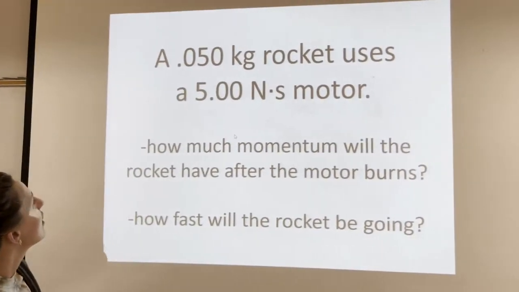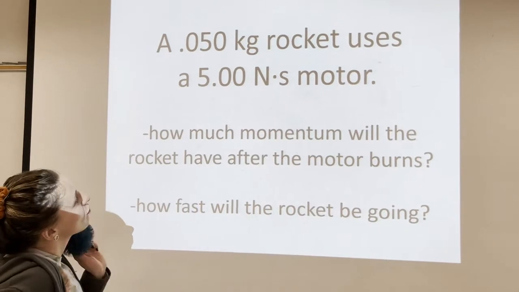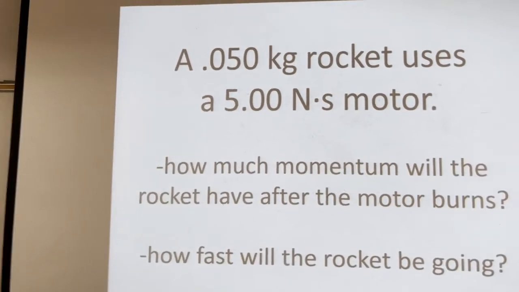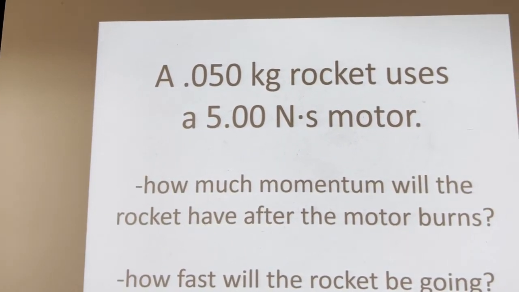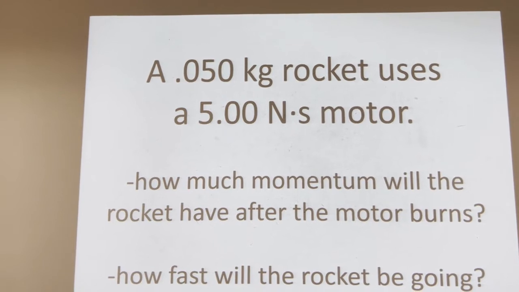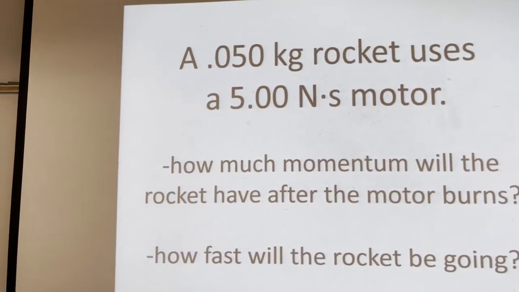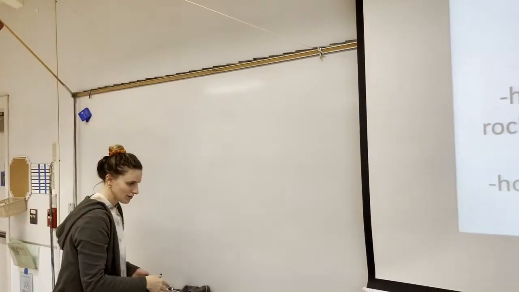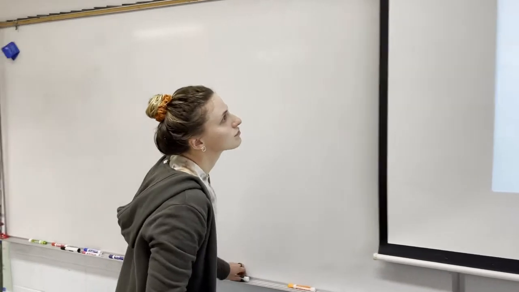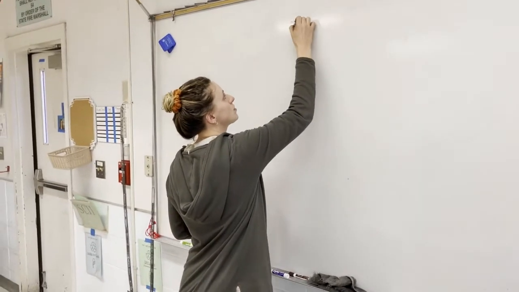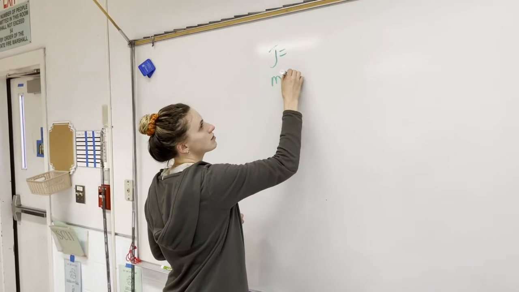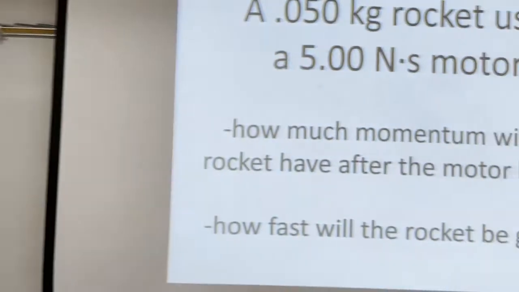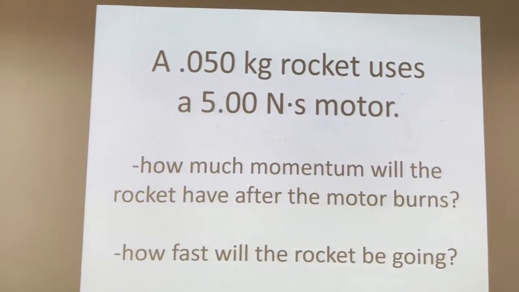Moving right along here. A 0.05 kilogram rocket uses a 5 Newton-second motor. Kilograms are the units of mass. Newton seconds are the units of what? Time and force. That's impulse. So we've got the impulse and we've got the mass. Impulse is 5 Newton seconds, and the mass is 0.050 kilograms.